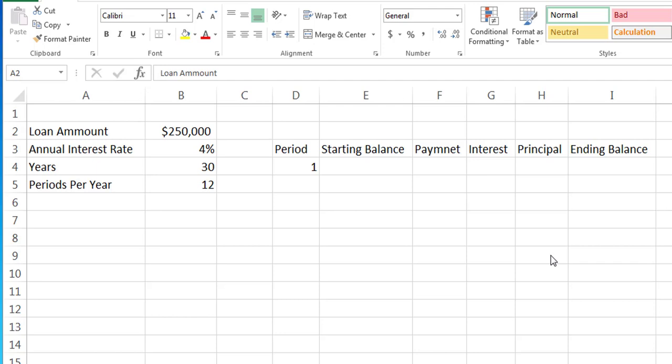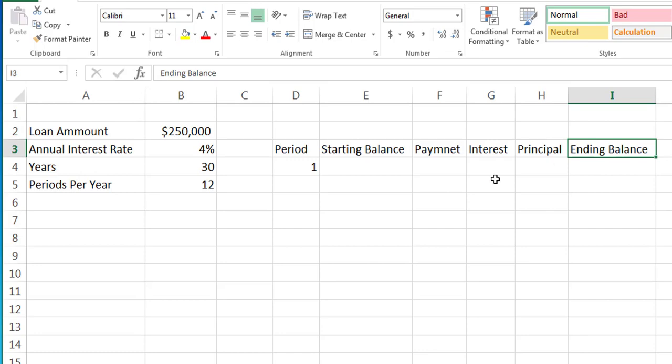The basic idea is that when we're done, we're going to be able to see all of the payments that we're going to make on this loan during the term of the loan, the 30-year time period that we're going to have this loan. And we're going to be able to see how much of that payment every month is going to be directed towards paying interest on the loan and how much is going to be directed towards the principal, or paying down on the debt. And at the end of every period, we'll have an ending balance so we can kind of keep a running tab and get an idea of how much we have left to pay down on this particular loan.